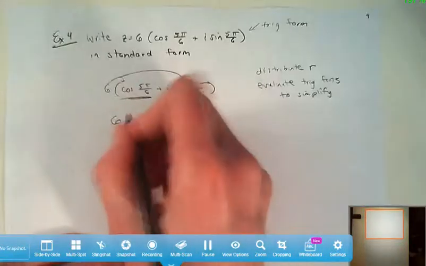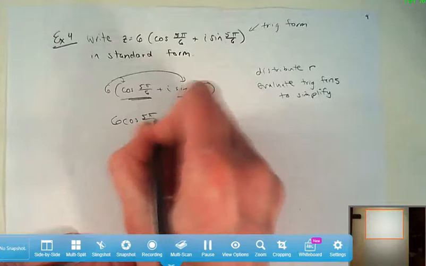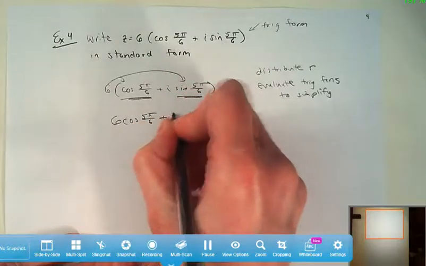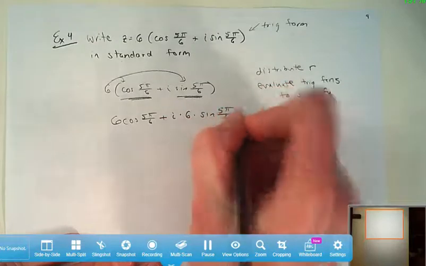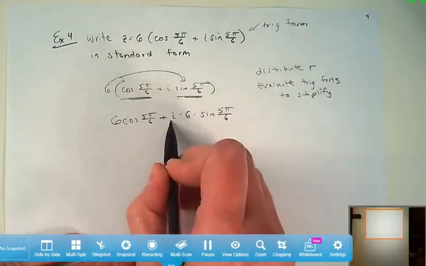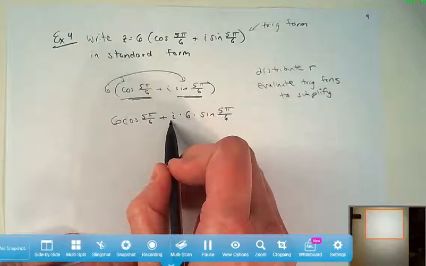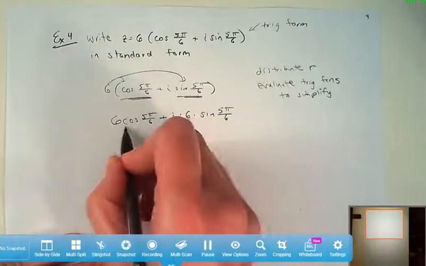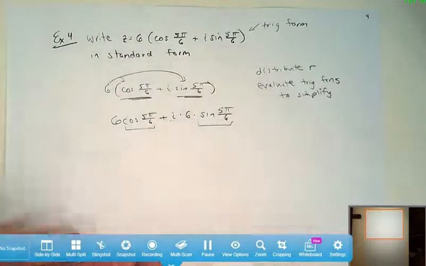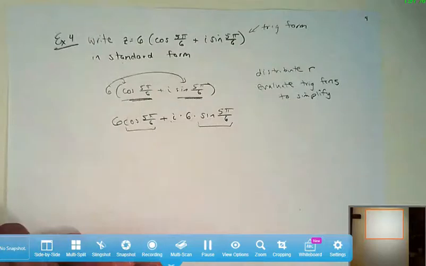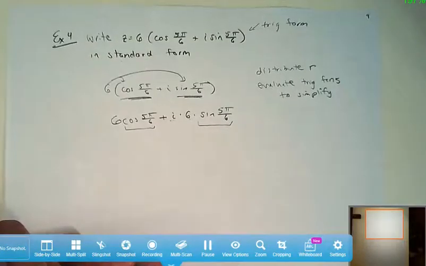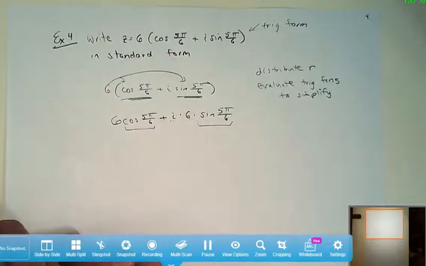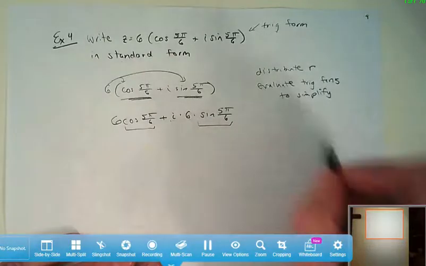So I have 6 times the cosine of 5 pi over 6 plus i times 6 times sine of 5 pi over 6. And I could have done i times 6 or 6 times i. Multiplication is commutative, so either order is fine. And then when I go to find cosine of 5 pi over 6 and sine of 5 pi over 6, if you're using the unit circle, go to your unit circle, locate 5 pi over 6. The x-coordinate is going to be cosine and the y-coordinate will be sine.